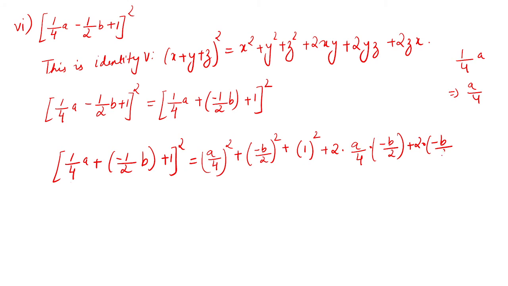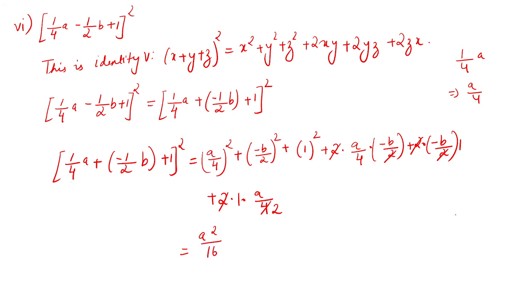Minus b by 2, and the value of z is 1, plus 2 into the value of z is going to be 1, and the value of x is going to be 1 by 4, or a by 4. Okay, so you can start cancelling. 2 and 2 will cancel, 2 and 2 will cancel, 2 times 2 is 4. So I'm cancelling this. Okay, so I'm left with a square by 16.